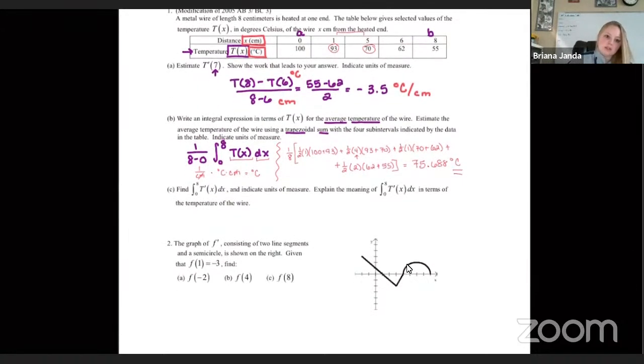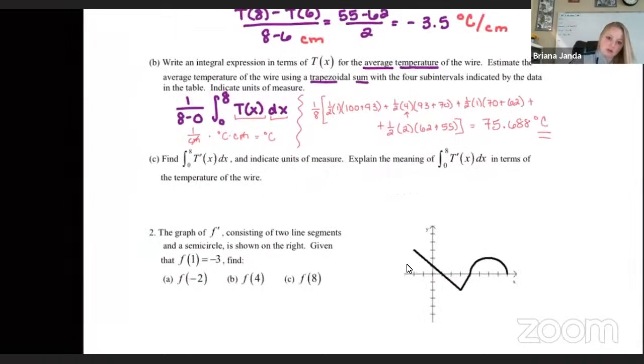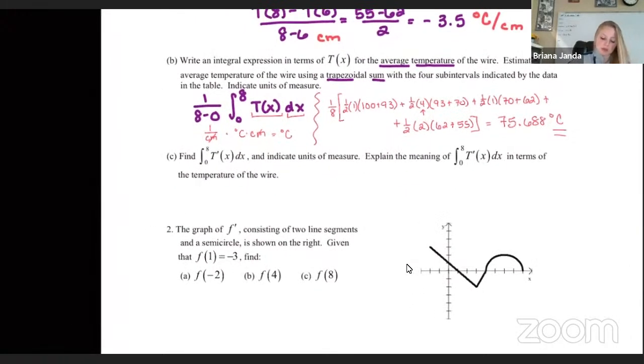All right, the next one, we are asked to evaluate an integral. Now remember, we have multiple methods for evaluating an integral. One of those would be, can I look at the picture of this function, T prime of x, and find a geometric shape under that curve from 0 to 8? Well, we don't know what that picture looks like. Another option would be if I knew the function T prime of x, that I could type it in my calculator and do math 9. We don't know what the function T prime of x is, so I can't do that.